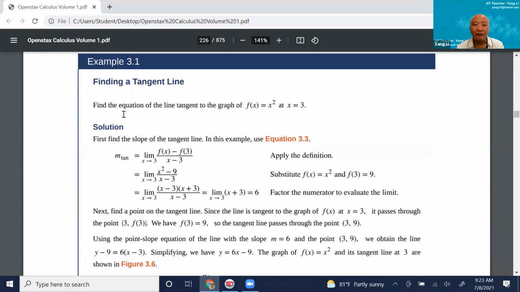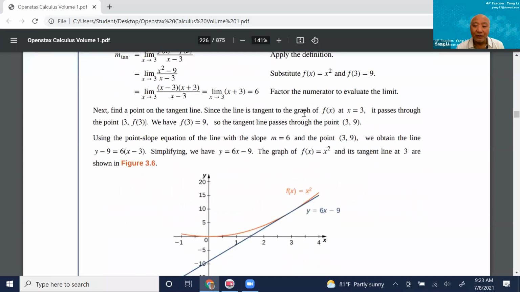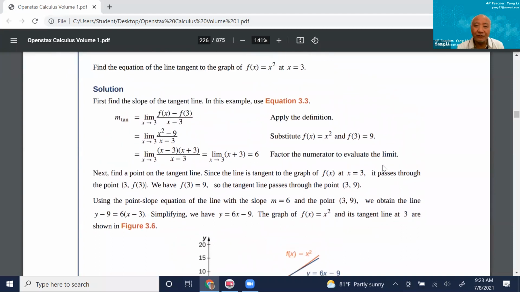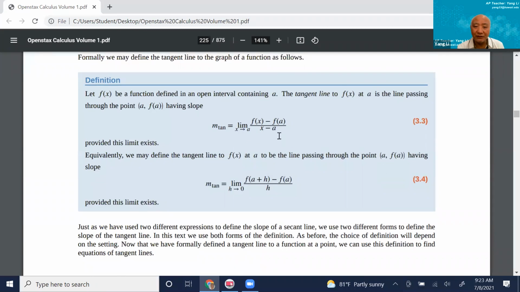They said, find the equation of the line tangent to the graph of f(x) equals x squared at x equals what? 3, right? See here, this is the graph of f(x) equals x squared. This is the parabola, right? Now, when we do this one, we can use the definition. We introduce it here. This one, f(x) minus f(a).